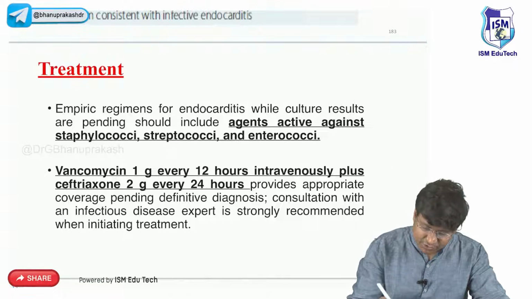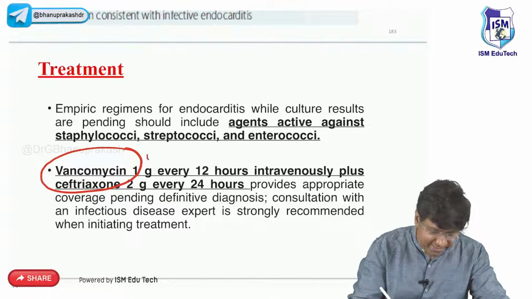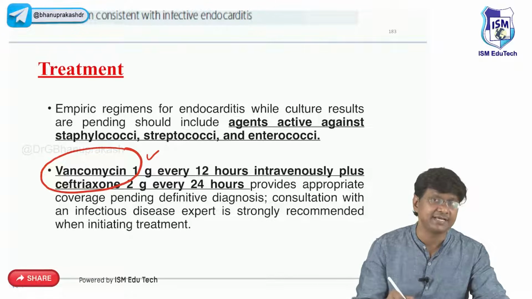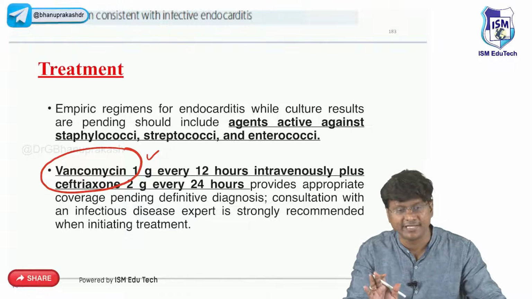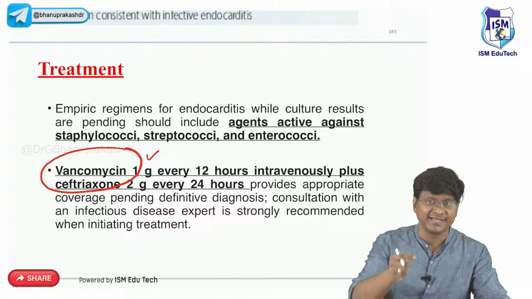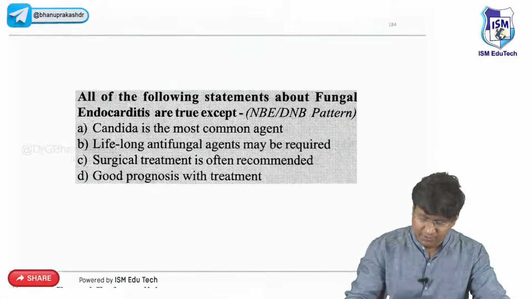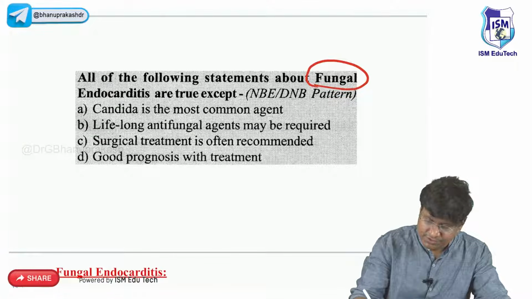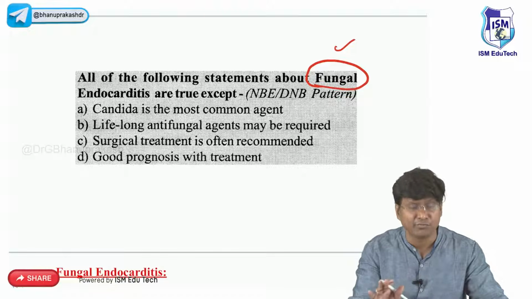That is ceftriaxone, and as well as vancomycin should be started empirically. And once the culture and sensitivity comes, you need to give the antibiotics accordingly. And one of the forms of infective endocarditis where there is the worst prognosis will be fungal endocarditis. Right? Fungal endocarditis, they'll have worse prognosis.